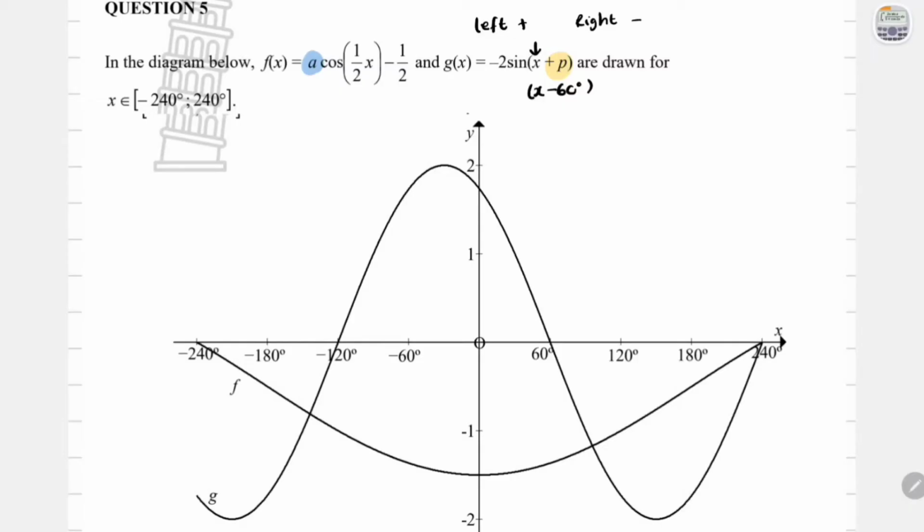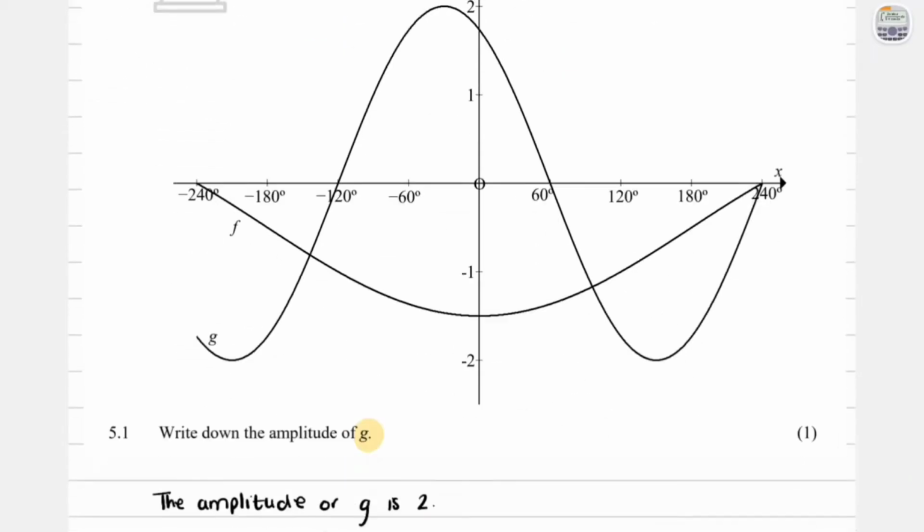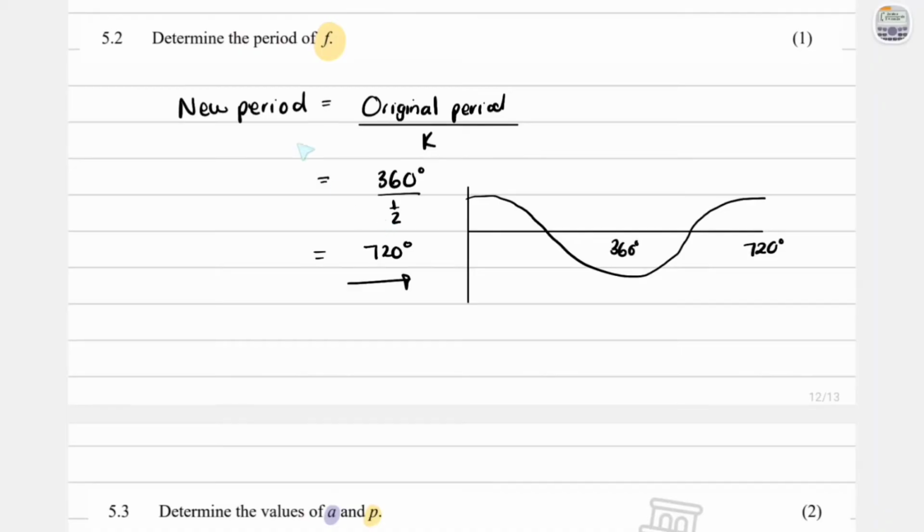Again, let's think about what the original cos graph would have looked like. Remember how I showed you what happens with the period, right? That this period, because it was a half, it actually stretched out the graph and it made the graph complete a cycle in 720 degrees. So it takes longer for it to actually complete one cycle.